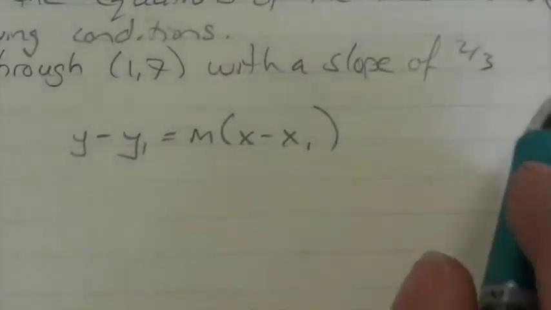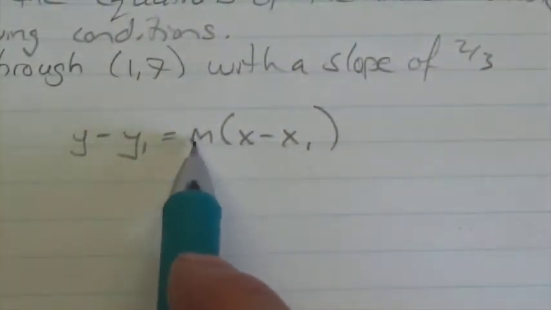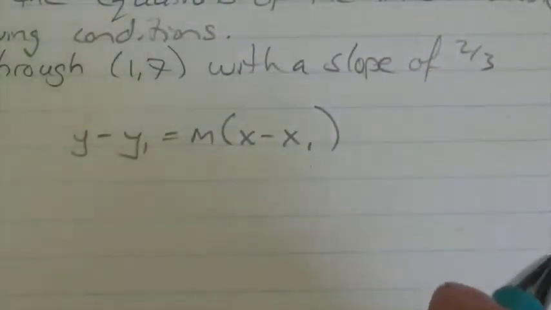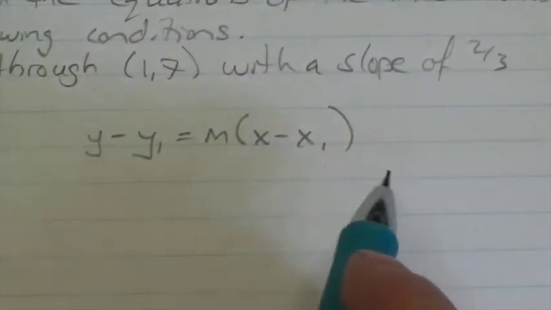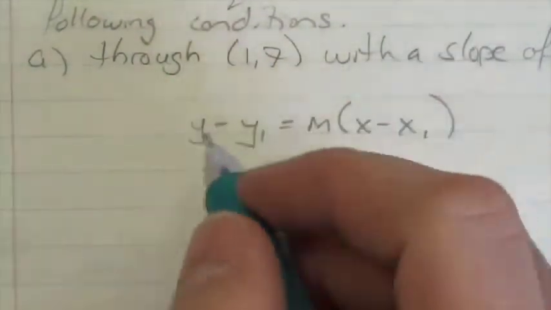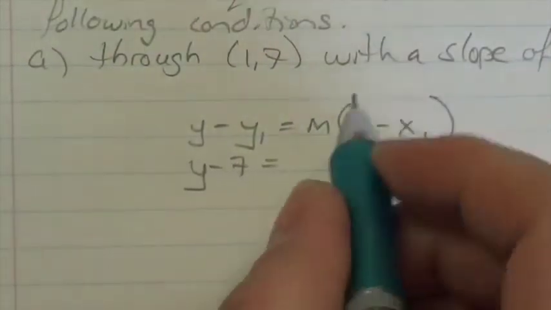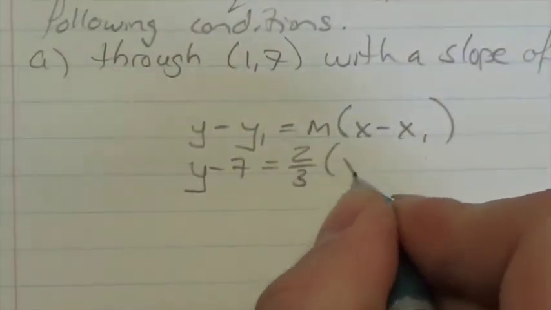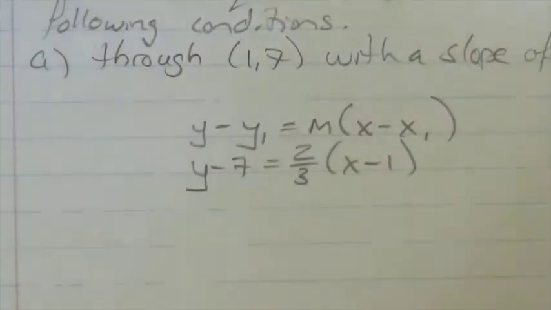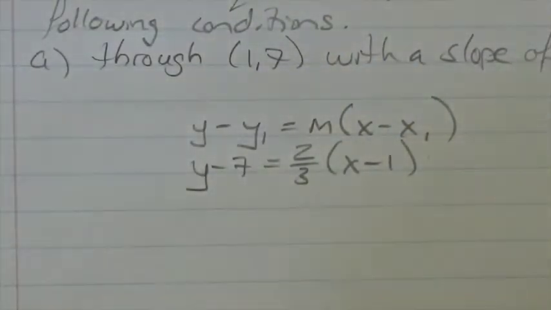And so the way this one works here, the slope of 2/3, that's m, and then I just have to identify a single point and plug that in for x1, y1 here. So in this particular case, what I would get immediately is the line y minus 7 is equal to 2/3 times (x minus 1). Done. And I can move on to the next question.